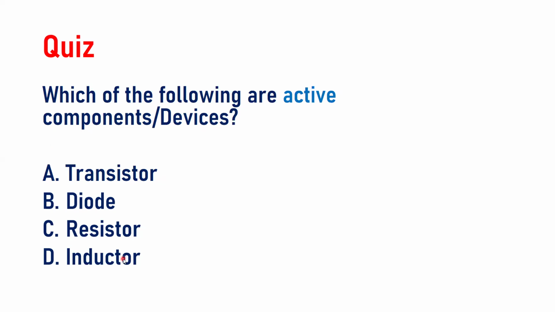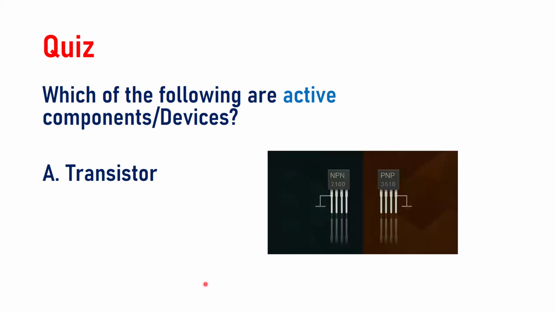So we know that in our previous module, we have covered what is an active device and what is a passive device, and why it is called an active device or a passive device. So now the correct option here is transistor. Transistor is an active component or device used in electrical and electronic applications.